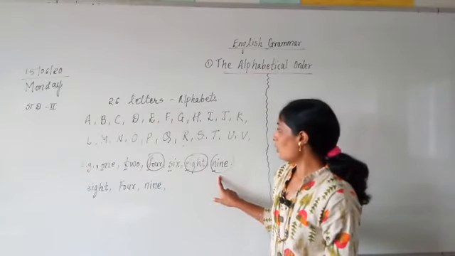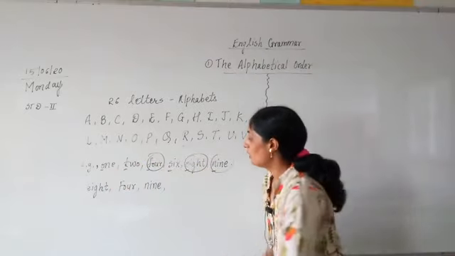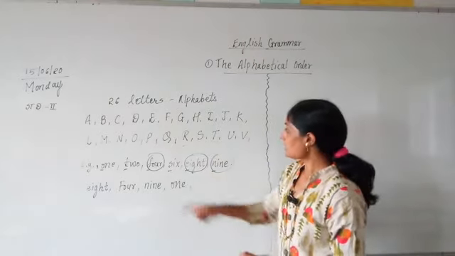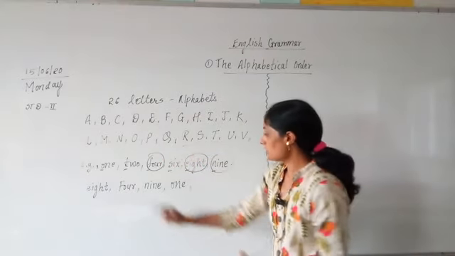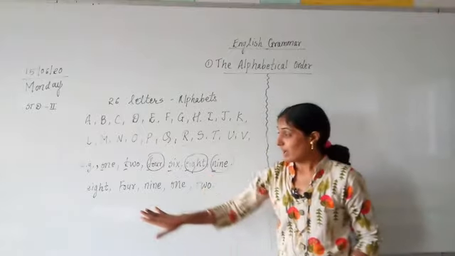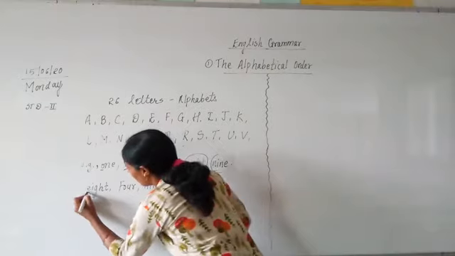Next one, after N, is O there? After N, O, is any word there? Yes, O. O-N-E, 1. Correct. And last is after O, T. Means T-W-O, 2. So all our words are now in alphabetical order.